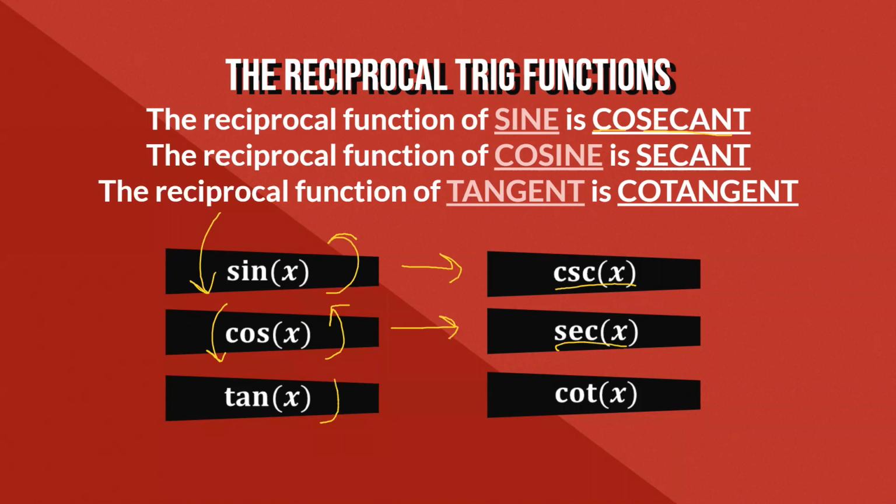Right, and then same thing for tangent. We're going to take the reciprocal of tangent, and we will call that cotangent. So the reciprocal of sine is cosecant, the reciprocal of cosine is secant, the reciprocal of tangent is cotangent.